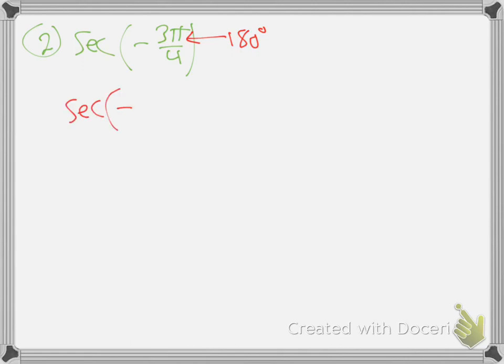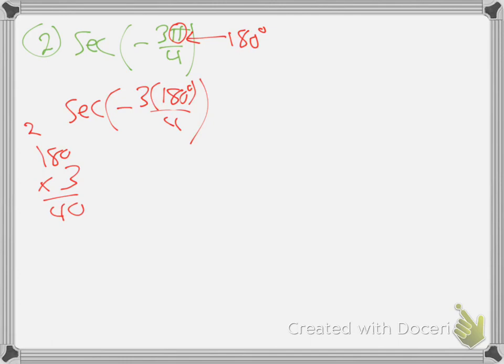So this would become secant of negative 3 times 180 over 4. Like that. Good. Because pi is 180. So whenever we see pi and 180, that's the bridge between the two worlds. Now, you will have to be able to do this by hand without a calculator. That's not expecting too much, right? 3 times 180 divided by 4. So you can multiply first. 3 times 180 is 540.